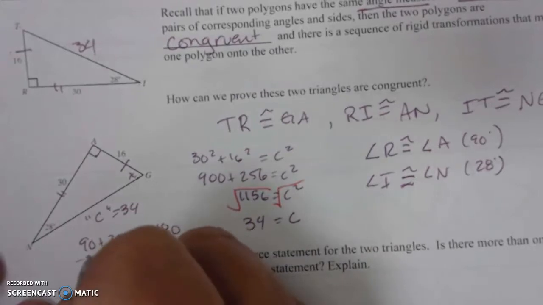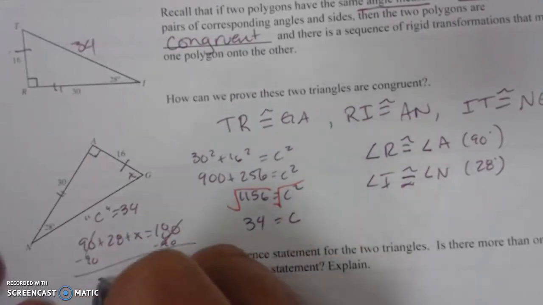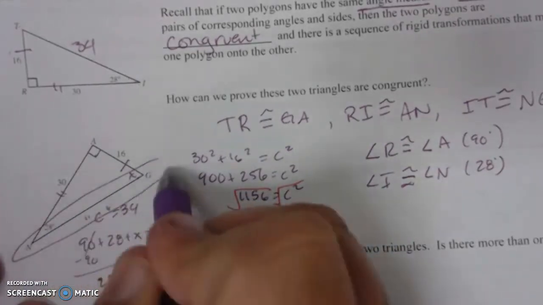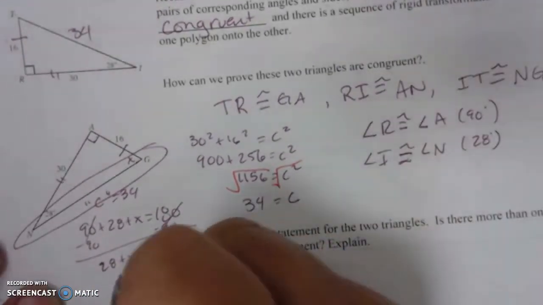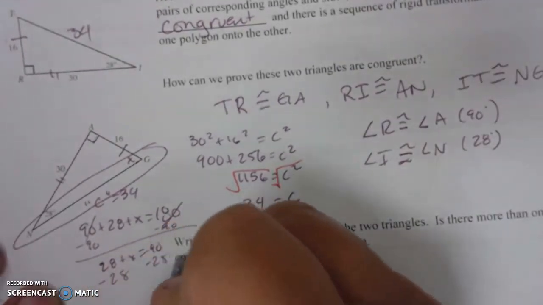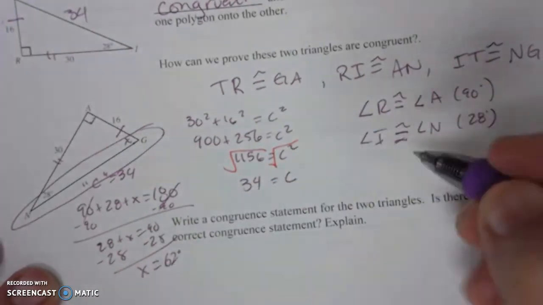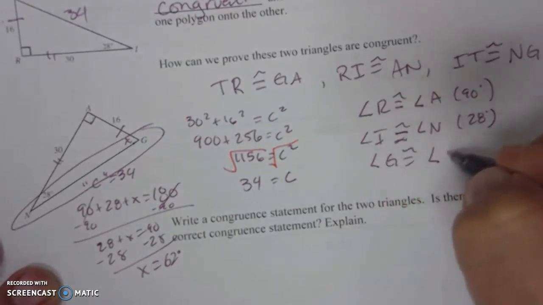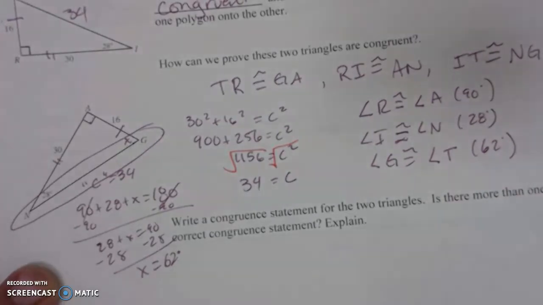So if I subtract 90 from both sides, we're going to get 28 plus x equals 90. So if one angle is 90, the other two have to add up to 90. So we're going to subtract 28 from 90, and we're going to get x equals 62 degrees. So we know that angle G is congruent to angle T, and I'm just writing that it's 62 degrees.